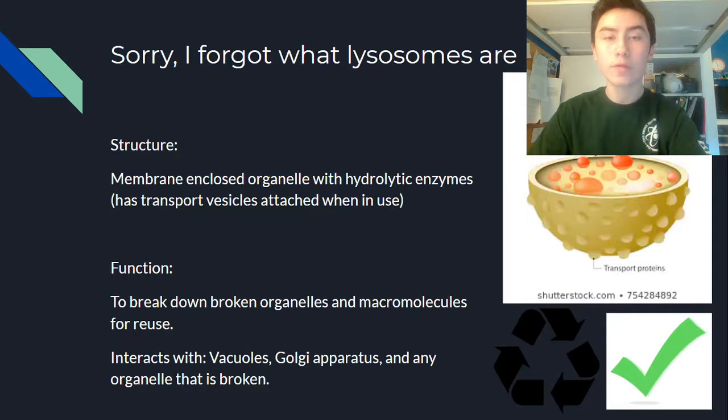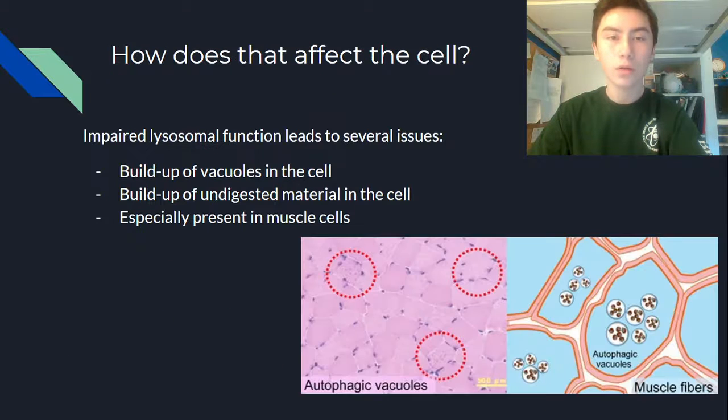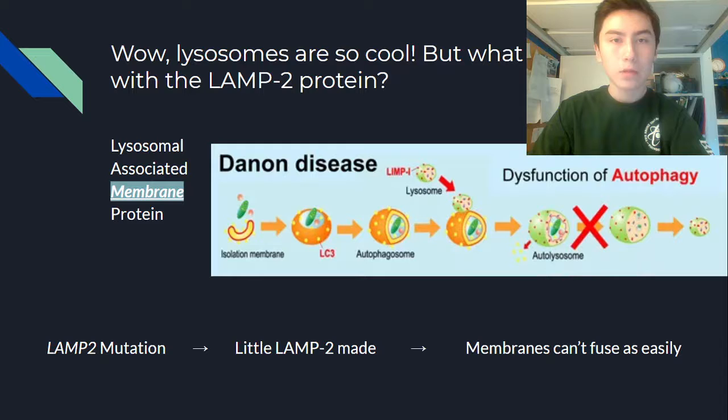Overall, lysosomes interact with vacuoles, mostly food vacuoles, to break down these macromolecules, the Golgi apparatus in order to receive its enzymes, and any broken organelle to recycle it. So, it's apparent that lysosomes are not just important, but also super cool. But now let's redirect our focus to the Lamp2 protein again. Remember that it stands for lysosomal associated membrane protein, meaning that it's actually part of the membrane of lysosomes, or helps the membrane, associating it with the transport materials into the lysosome, since their membranes have to fuse for the lysosomes to actually perform their function.